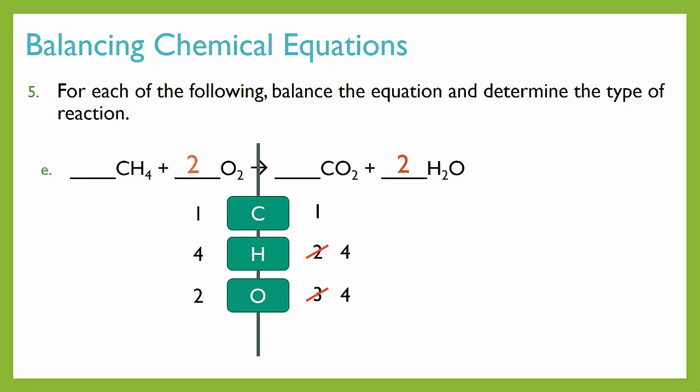So at this point, I just need to put a 2 in front of my oxygen to get 4 total, and now this equation is balanced. This is a combustion reaction, and we know that because we have a hydrocarbon reacting with oxygen. My products are carbon dioxide and water.